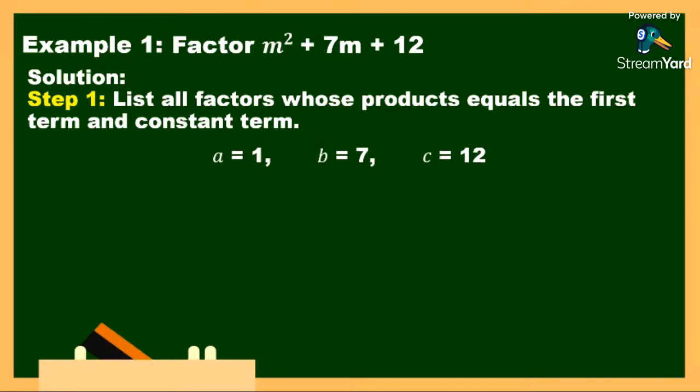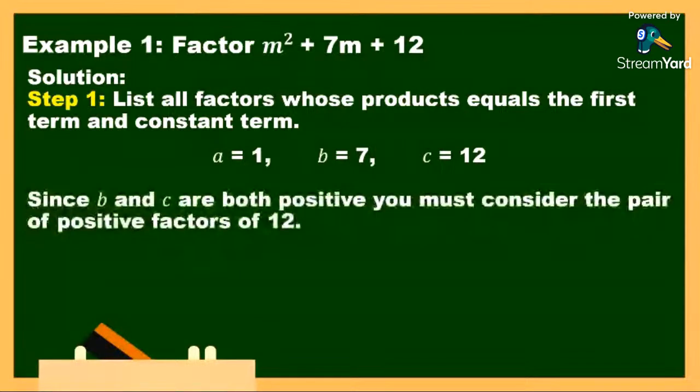And b is the second term, which is the 7m. And the numerical coefficient of 7m is 7. That is why b is equal to 7. And c is the constant term, which is 12. Since b and c are both positive, we must consider the pair of positive factors of 12.